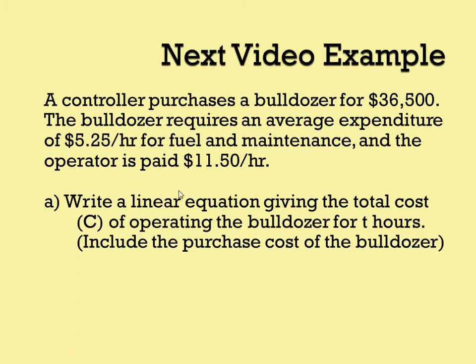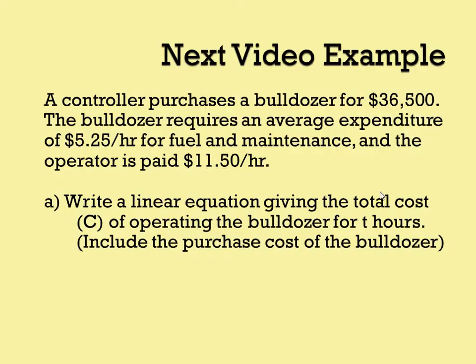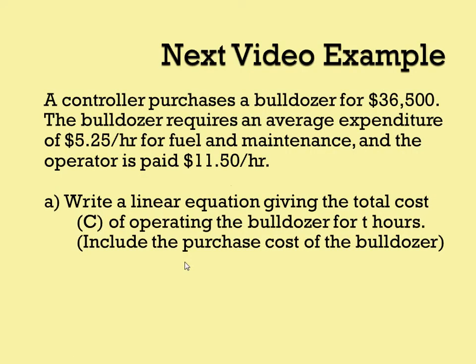And then over here it is $11.50 per hour, so that's the second rate. Oh, don't forget the t. Plus 11.50 times t, plus the fixed number that you pay, 36,500. There we go. So this is the equation. That was the first part of what I was supposed to do, and I was supposed to call it C, which I did.